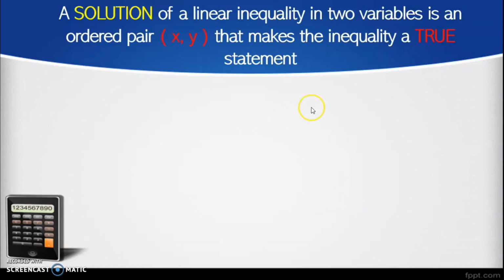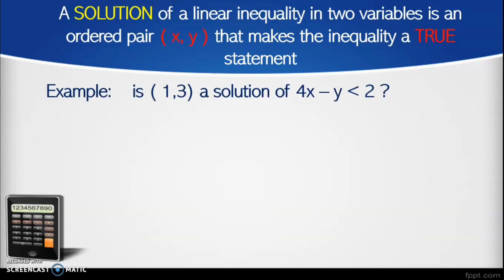A solution of a linear inequality in two variables is an ordered pair (x, y) that makes the inequality a true statement. Example, we have an ordered pair: x is 1, then y is 3. We will check if this is a solution to the inequality 4x minus y less than 2. We will substitute these values of x and y into the original inequality 4x minus y is less than 2.